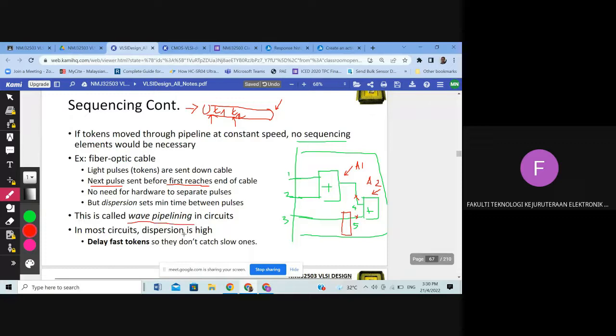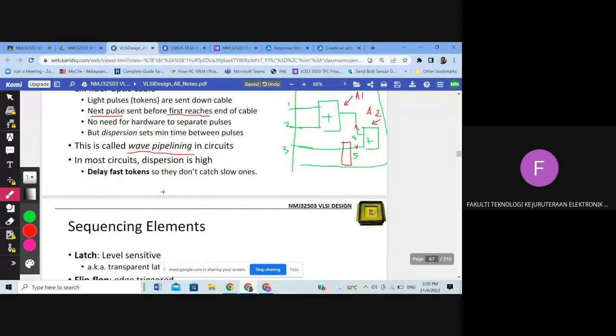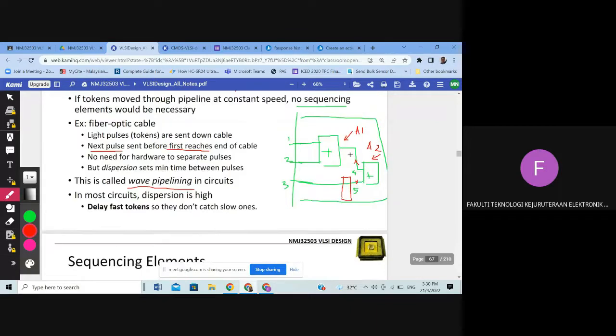Normally we delay the fast token so that the information arrives at the same time. For example, this case.